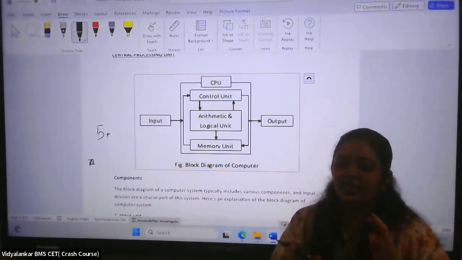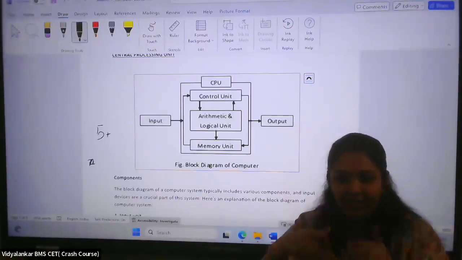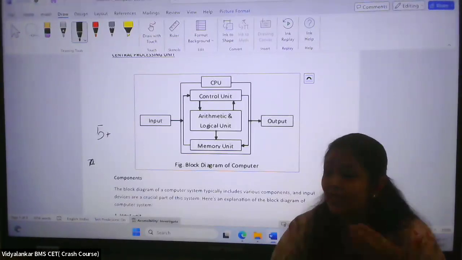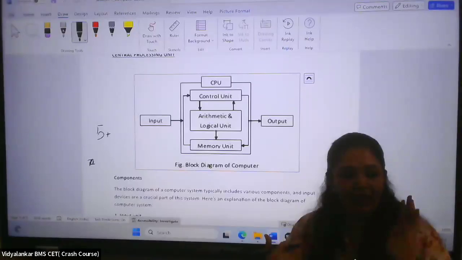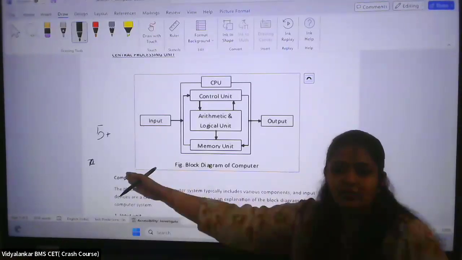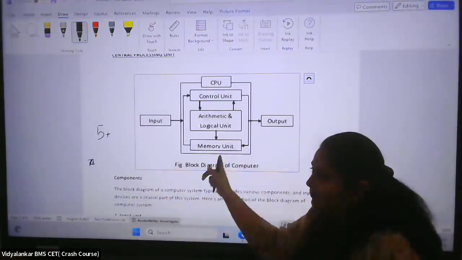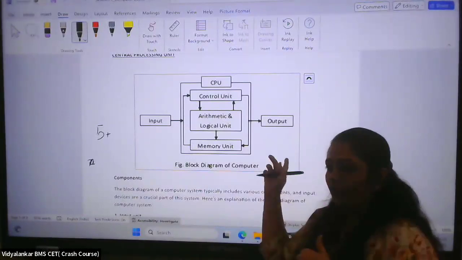How do we say that something that gives information or feeds information into the computer system, okay, and something that processes that information and generates the output. So the one which is feeding is called as input, and the one which is processing is your processing unit, and the one which is generating the output is the output unit.